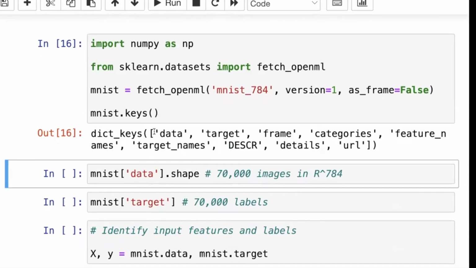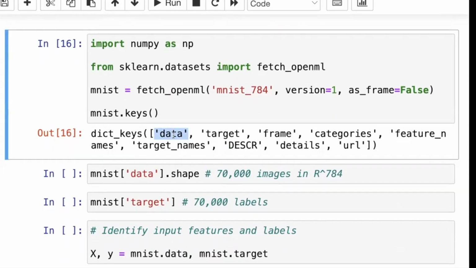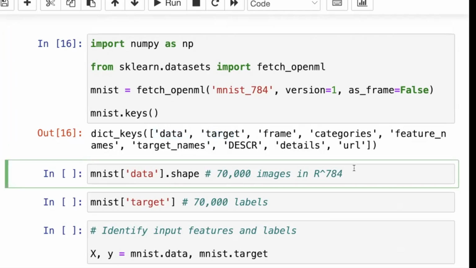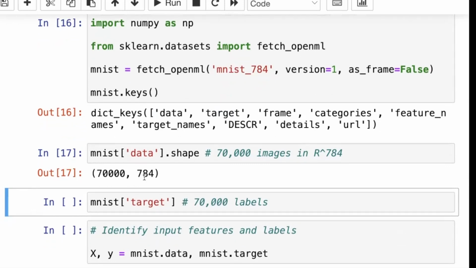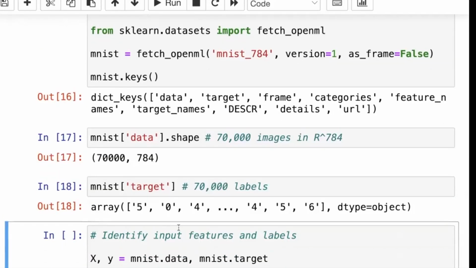You can see that we have the data part in this data key, and then the target part. If I look at the shape of the data part, you can see that it is 70,000 by 784. 784 is the number of columns, or dimensions, or features here, because we said this is 28 squared, and 70,000 is the total number of samples. In this case, we have 10 different classes or digits, and there are 7,000 images per class. That's how we end up with 70,000. And we can look at the targets or labels too, right? These are the digits that we have from 0 to 9.